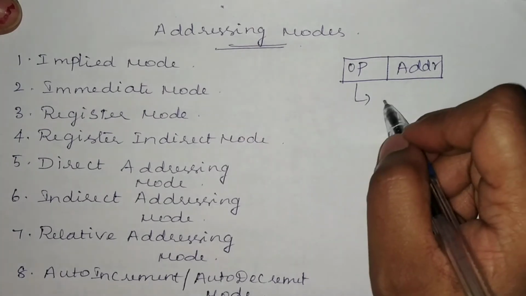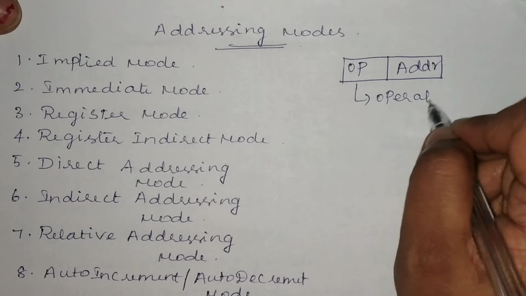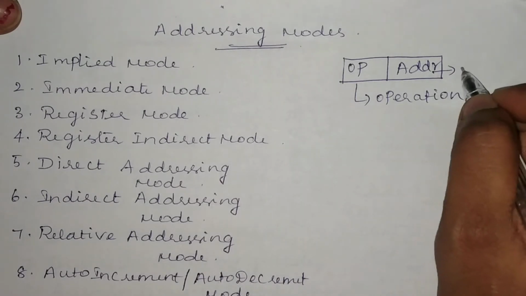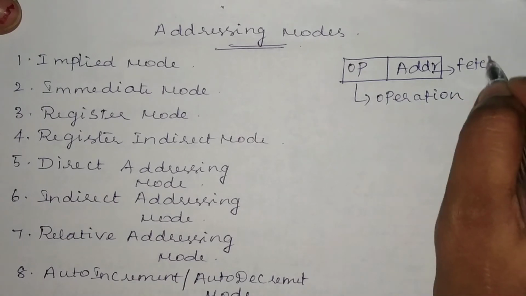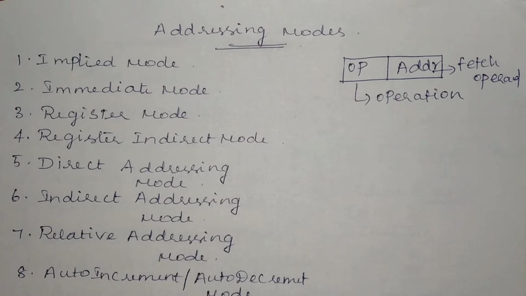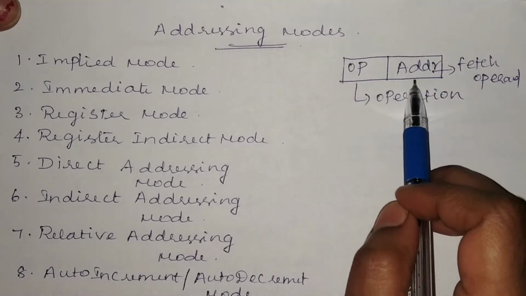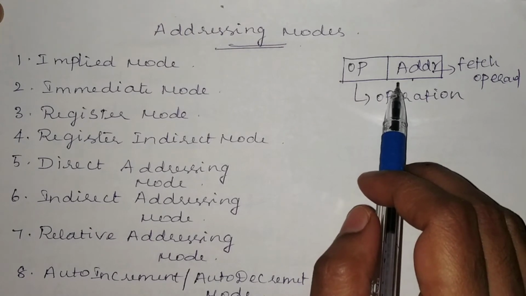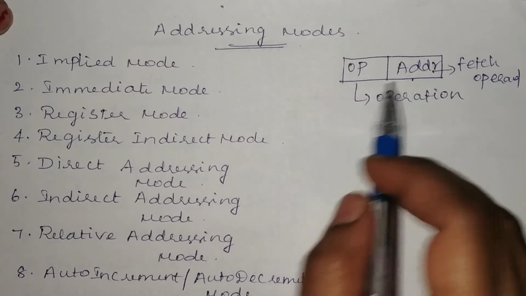The opcode field tells you which operation you're going to perform in the instruction, and the address part tells you where we can fetch the operand. For any operation you want to perform, you need some operand. Where are we going to fetch it, either from memory or from a register? That information will be stored in the address part of the instruction. So this is the instruction format for a general instruction.